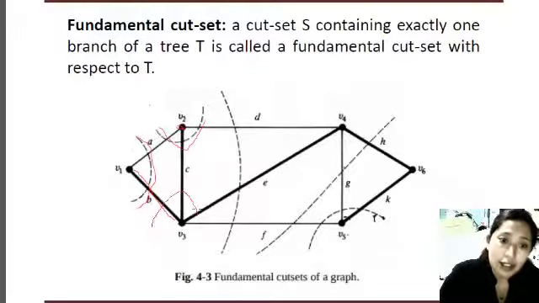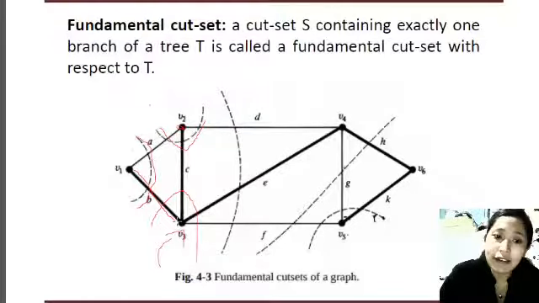Now if I take this cut set, that is removing these four edges will also make this graph disconnected, but it is not a fundamental cut set because it is having more than one branch of that spanning tree. So a fundamental cut set is with respect to a spanning tree, every cut set that includes exactly one branch of the spanning tree is called a fundamental cut set. So these are the possible fundamental cut sets in the graph. In your exam, you may not be asked to find all possible cut sets, but you may get a question to determine all possible fundamental cut sets with respect to a given spanning tree.